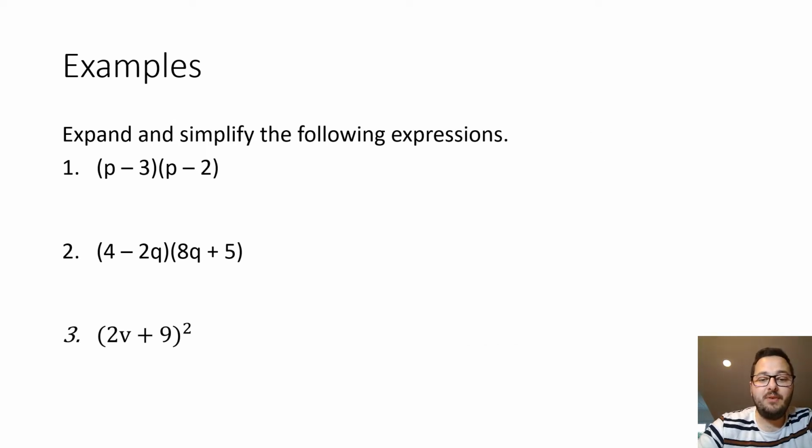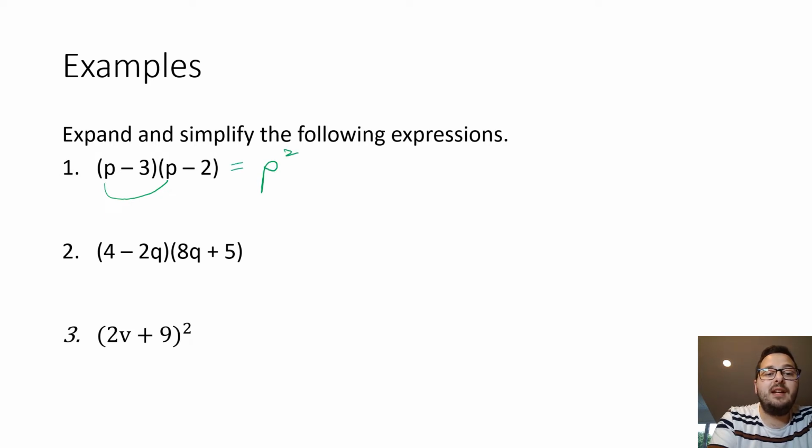Okay, so here's a few examples. Pause the video, give them a go, but otherwise we shall do them together. Okay, so for the first one, let's use the FOIL method, why not? So we've got p minus 3 times p minus 2, so let's times the first two together, so that's p and p, which makes p squared.